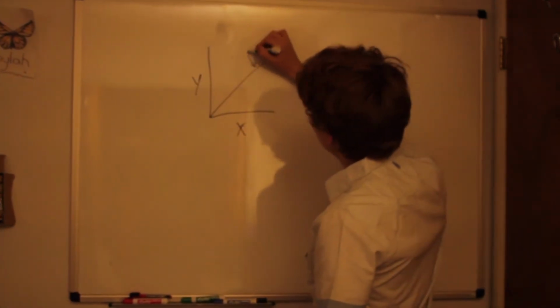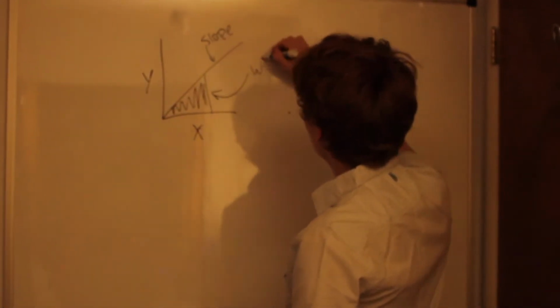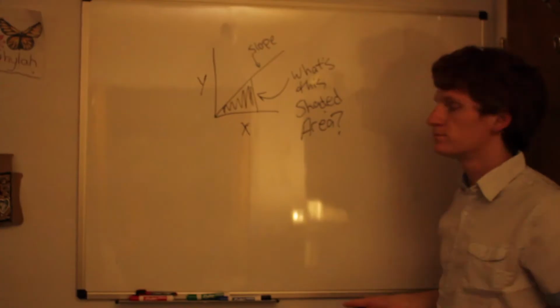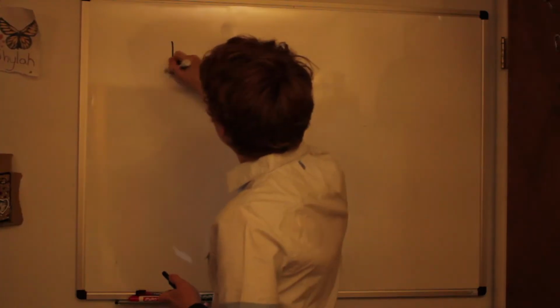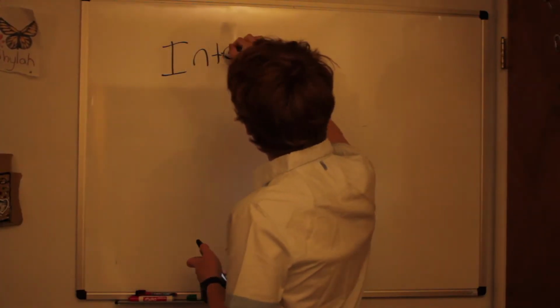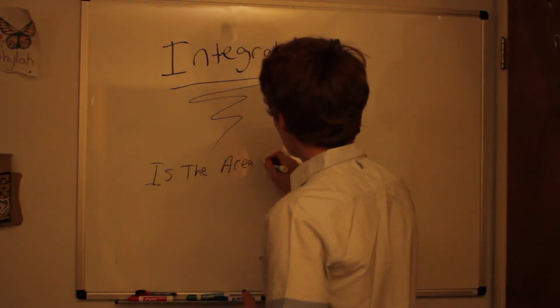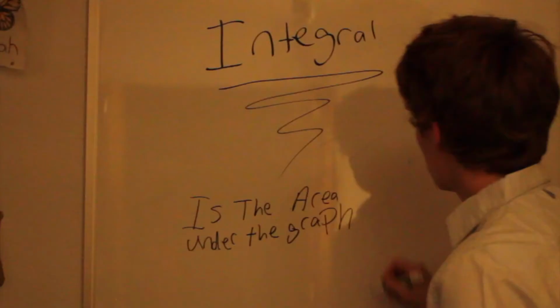So you have your y-axis and your x-axis, and the line of your graph is your slope. But most people may not know what the area under the graph is. So what's that area? This area is called the integral, and I had to look up how to spell it, and it's the area under the graph. I really don't know why I write everything out when I just do a voiceover.